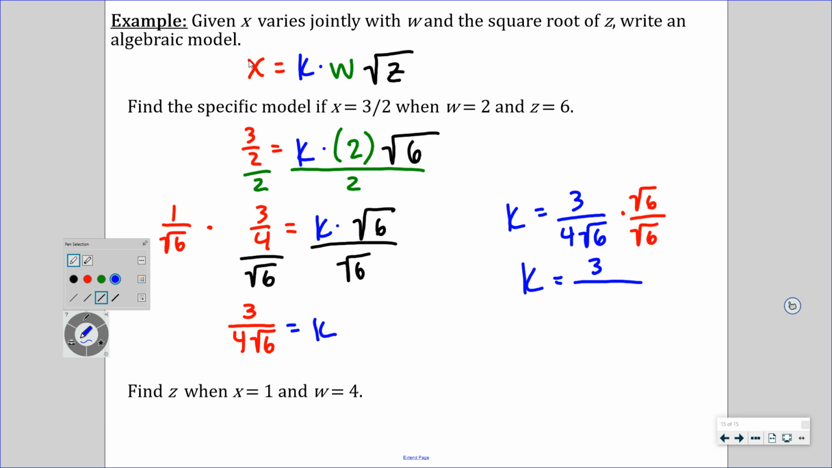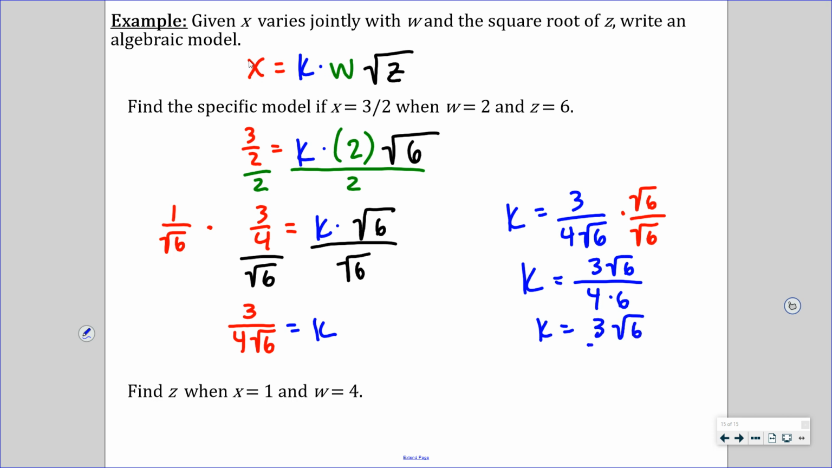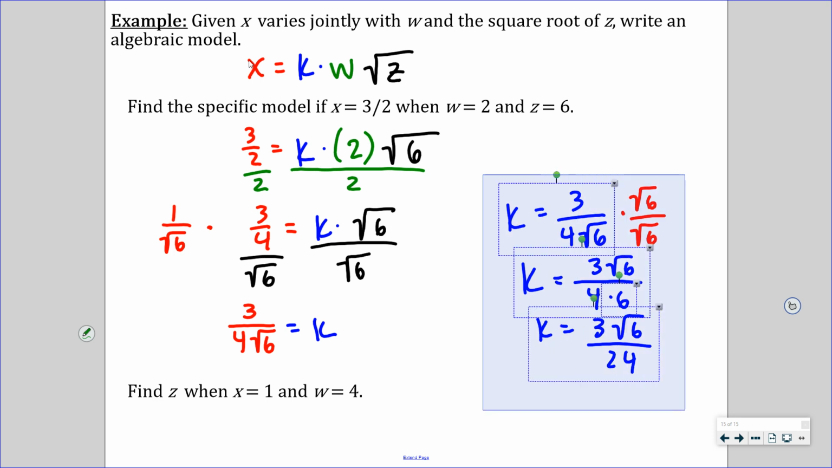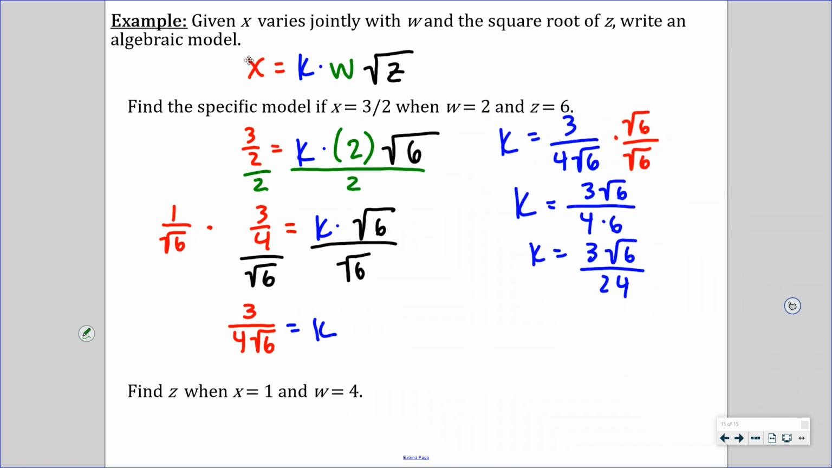So up here I have 3 root 6. Down here I have 4 times root 6. Root 6 times root 6 is the square root of 36, which is just 6. Okay, can I reduce that? You betcha. 3 over 24 is 1/8. There's my constant.